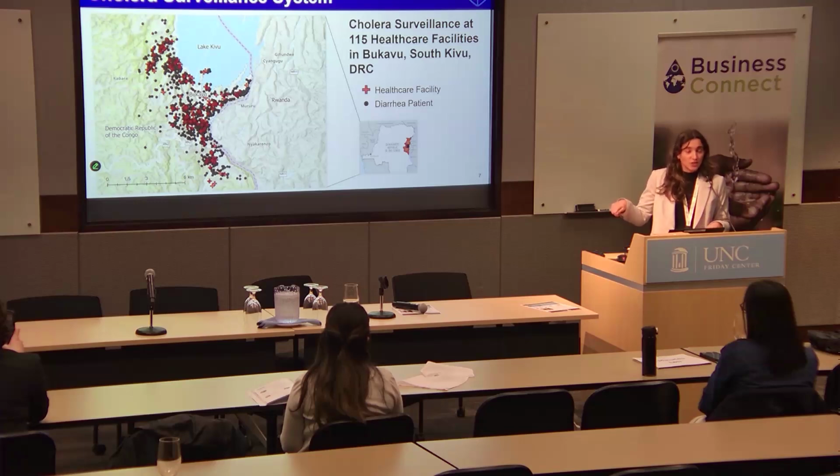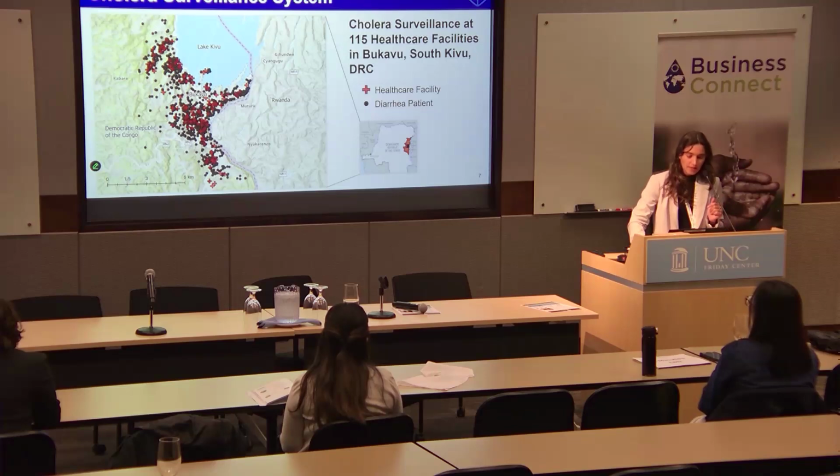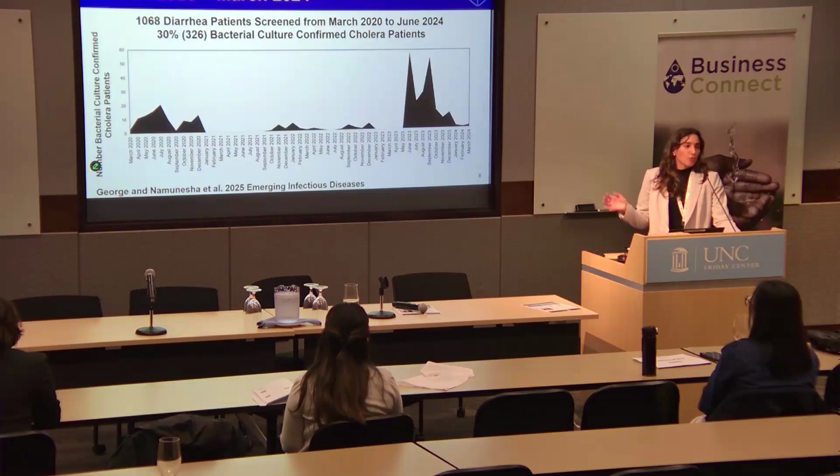And then we can use this surveillance data to track cholera cases over time and investigate this relationship between cases and climatic factors. So on the map, you see the red crosses are the health facilities, and those gray dots are the diarrhea patients that we observed in part of the study. So through our ongoing surveillance, we were able to track cholera outbreaks across Bukavu. We have this data from March 2020 to March 2024 here for this analysis.